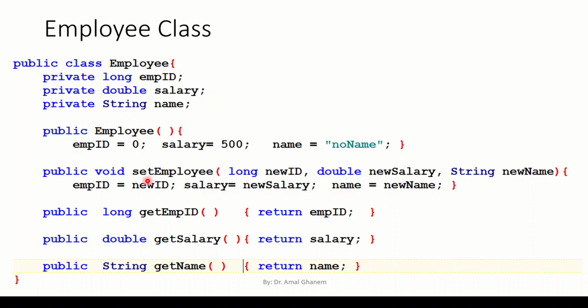Just like we have a set method, we have three get methods. We have get employee ID, which will return the employee ID, and that's why we have long as a return data type. Get salary, which will return salary, of type double. Get name, which will return name, of type string. So this class is given, including three private members, and we have to write another class.